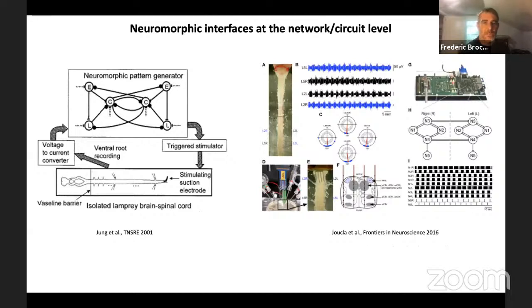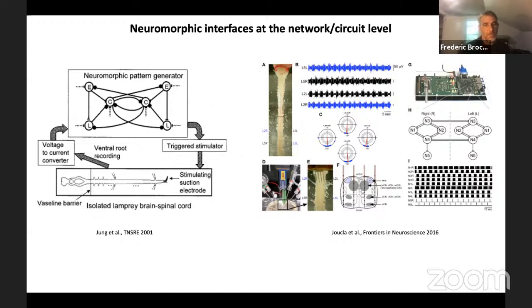At the network level, when we go past single neurons, people have been looking at extracellular signals, especially in the ganglia of some invertebrates and vertebrates. The lamprey is a simple vertebrate system that people have been looking at. In that case they use extracellular electrodes to get signals from the ventral root, which provide input to a CPG that has also been implemented on neuromorphic hardware.